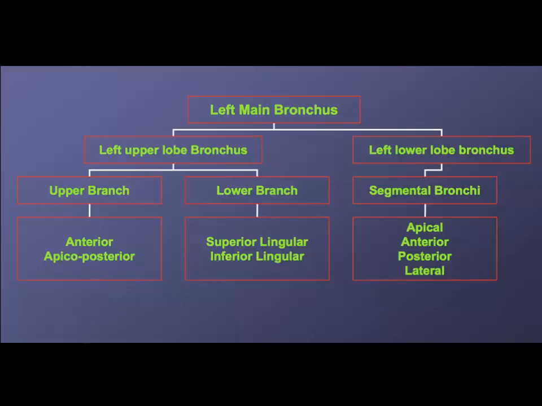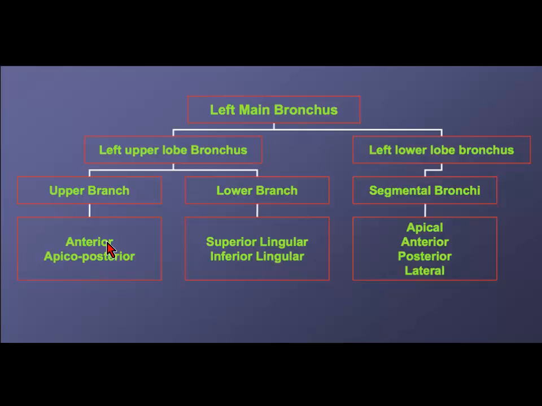So I think the first important thing when you're reporting a CT, PET CT, or SPECT CT of chest, is that you need to know your segments. The left lung has a left upper lobe and left lower lobe. The main bronchus comes down, and I'll show you on CT. It divides into two. The upper lobe bronchus comes out and further divides into the upper branch and the lower branch. If you follow the upper branch, it gives the anterior segment and posterior segment.